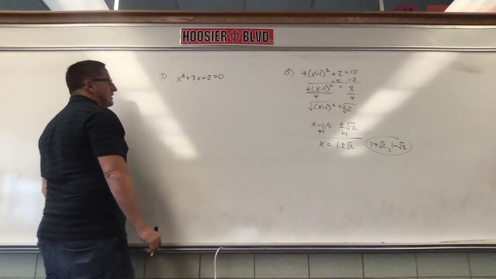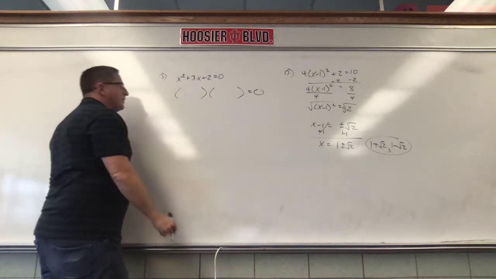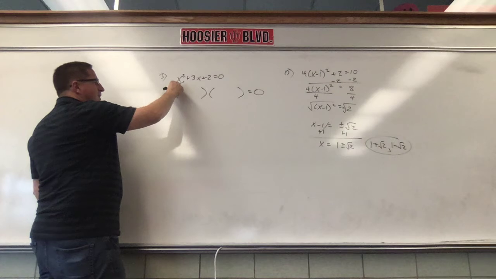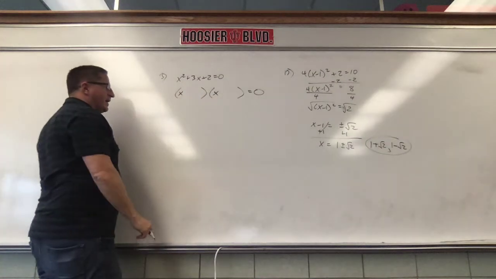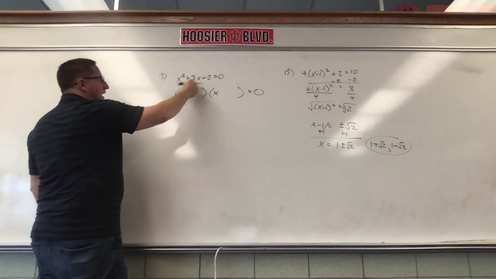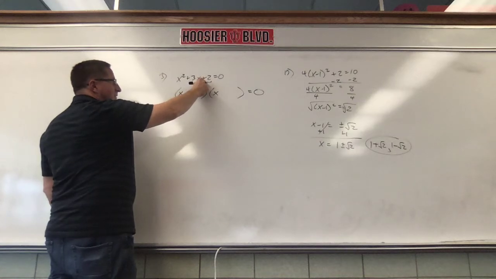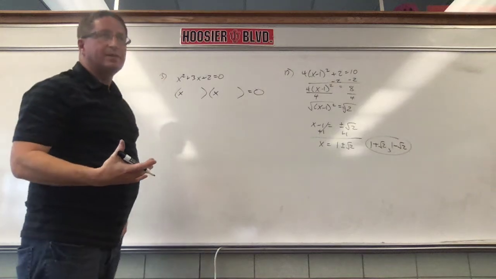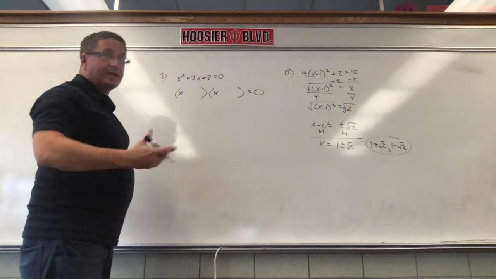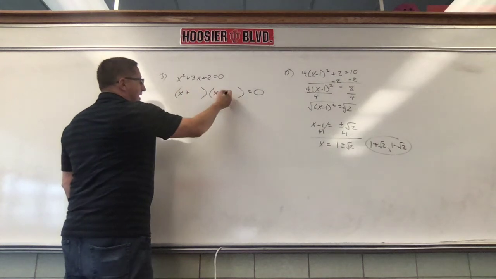So the next step is an easy step. You draw 2 sets of parentheses, equals 0. We look at our first term. How do you multiply and make x squared? Well, x times x. And then you look at your last term, not your middle term, but your last term. How do you multiply and make a positive 2? First off, just a positive number. A positive times a positive, or a negative times a negative? I don't see any negatives anywhere, so it's going to be a positive and a positive.